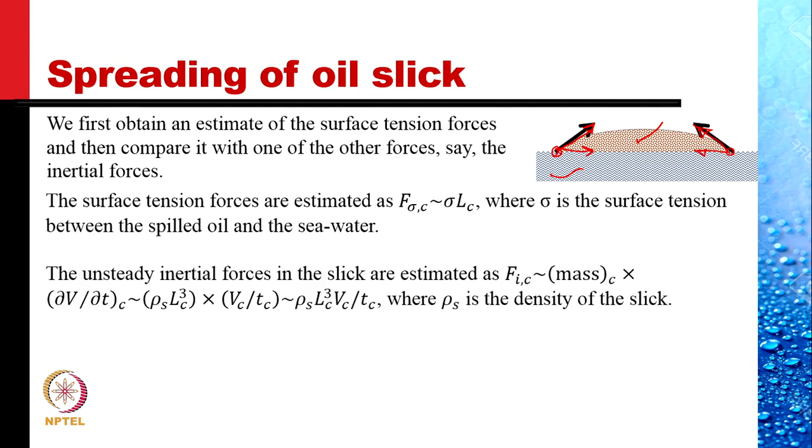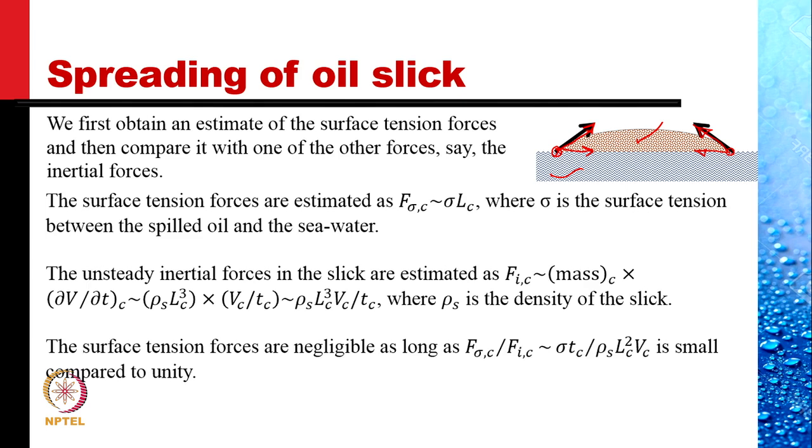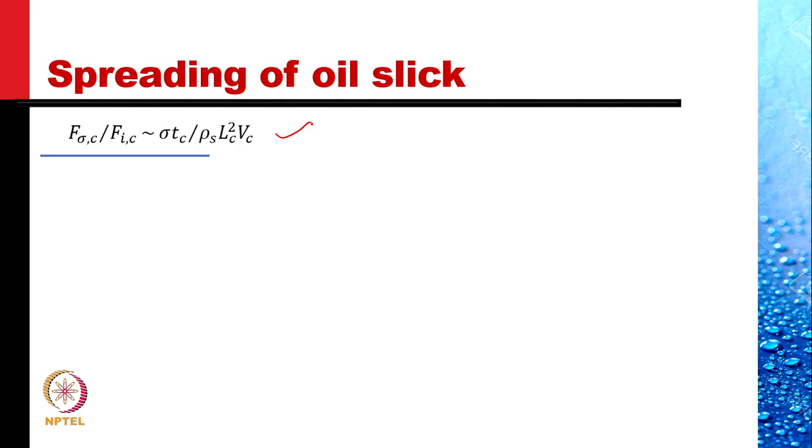The unsteady inertial forces on the slick are estimated as mass times the acceleration dV by dt. So that is like rho Lc cubed times Vc by Tc, or rho_s Lc cubed Vc divided by Tc, where rho_s is the density of the slick. The surface tension forces are negligible as long as F_sigma,c divided by F_ic, which is sigma Tc divided by rho_s Lc squared Vc, is small compared to unity. That is, this is the ratio. As long as this is less than 1, the surface tension forces are small compared to the inertial forces.